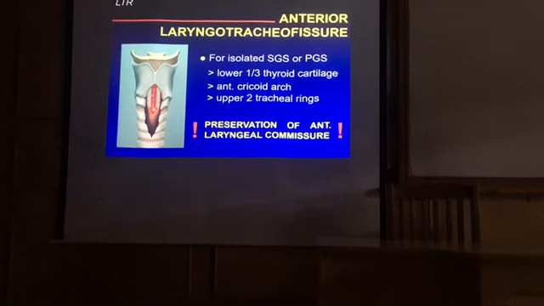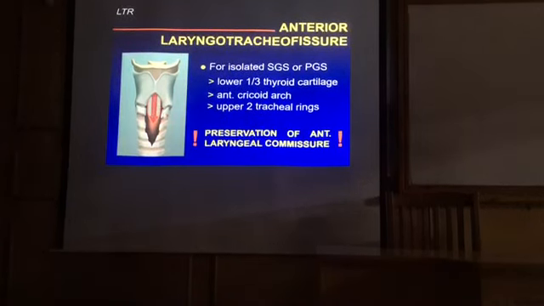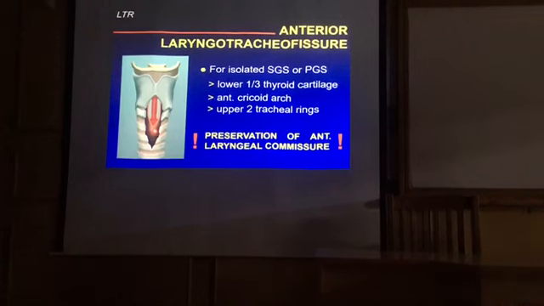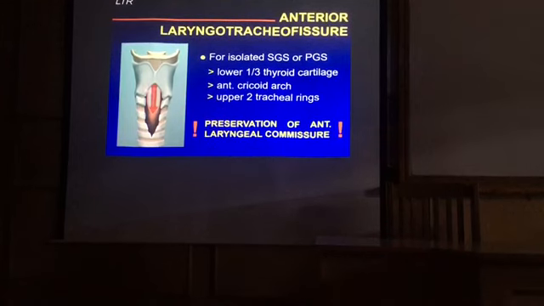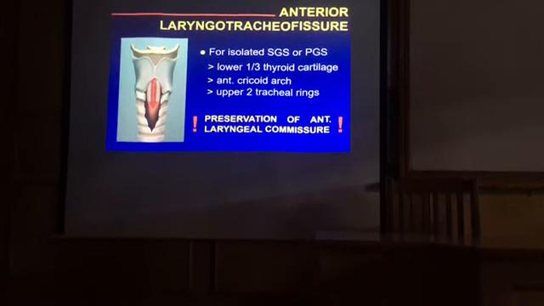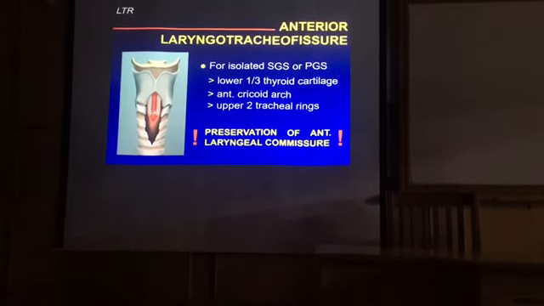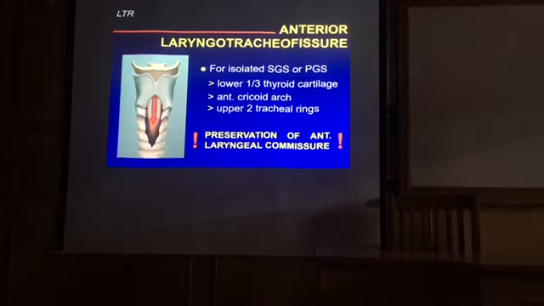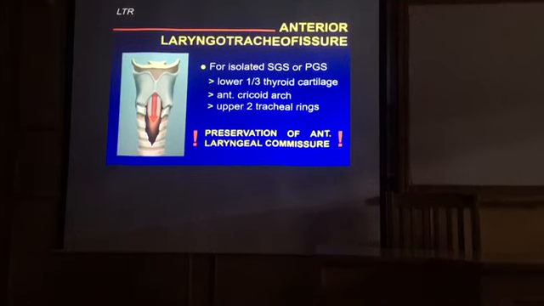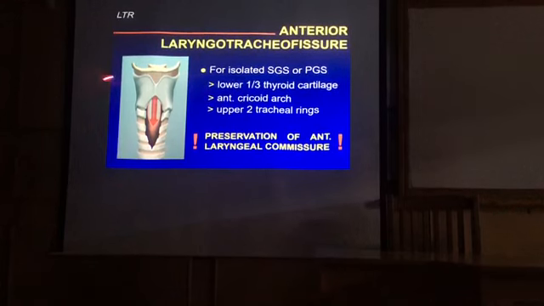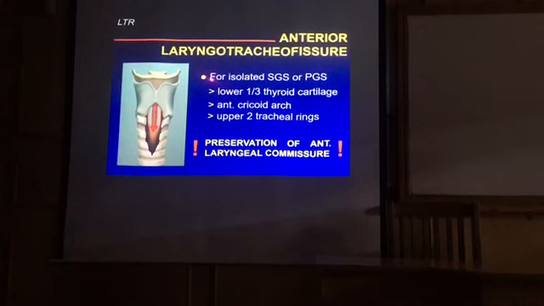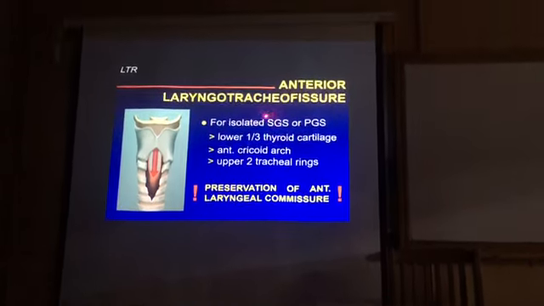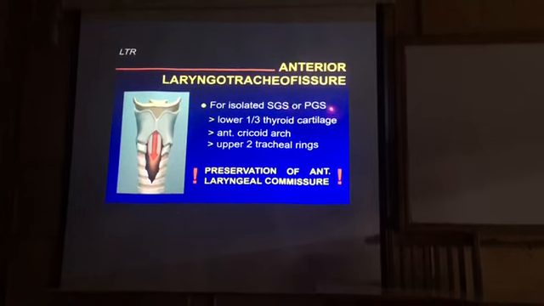Then you have to cut also the cricoid, and usually one first ring, sometimes two. And then you can expand your airway, and you can open posteriorly right in the midline on the cricoid plate. It's very important to be strictly on the midline, and I will show you how you do this. So I repeat that this type of laryngotracheal reconstruction is just for isolated subglottic stenosis or posterior glottic stenosis.